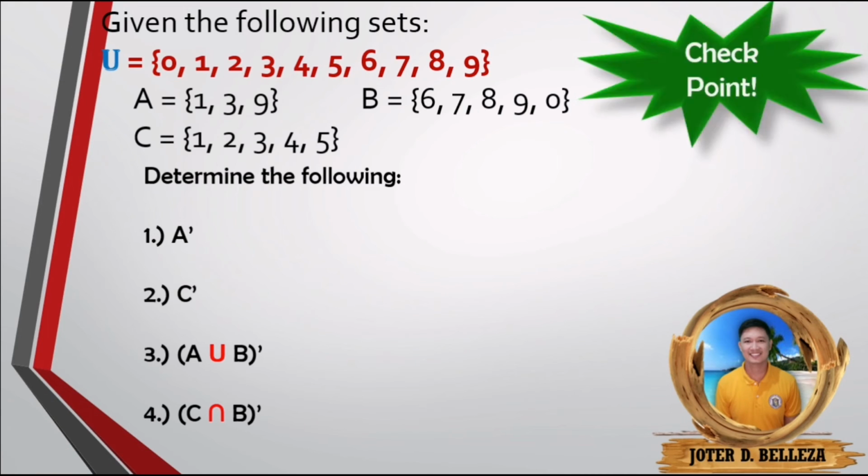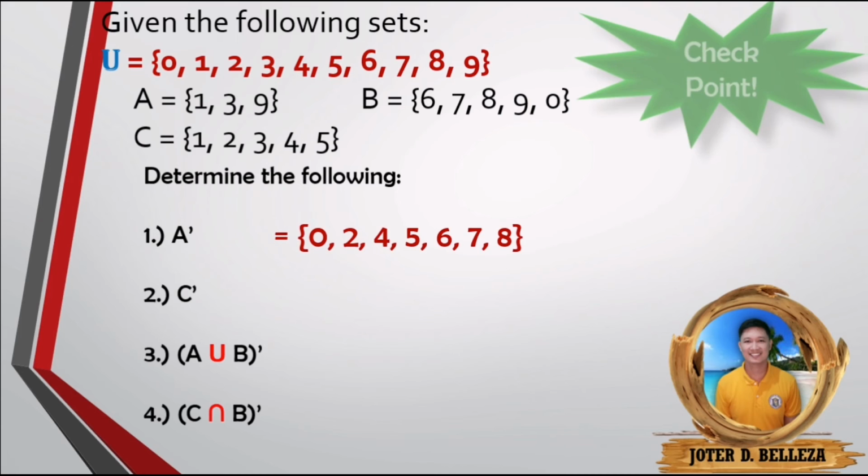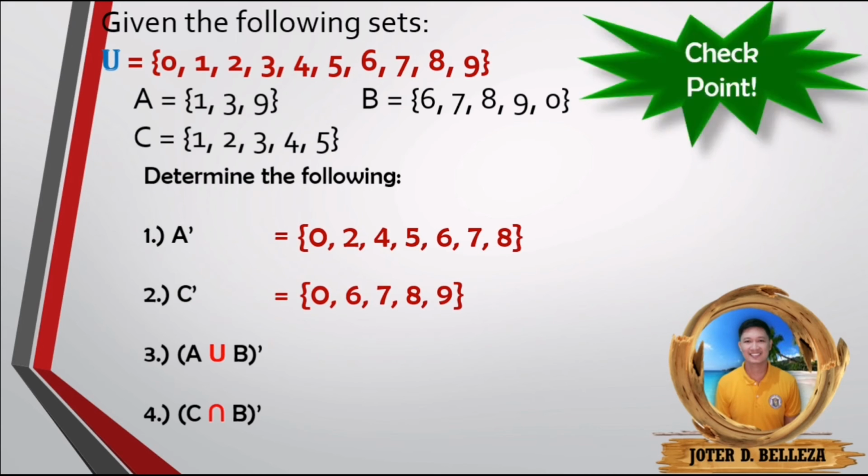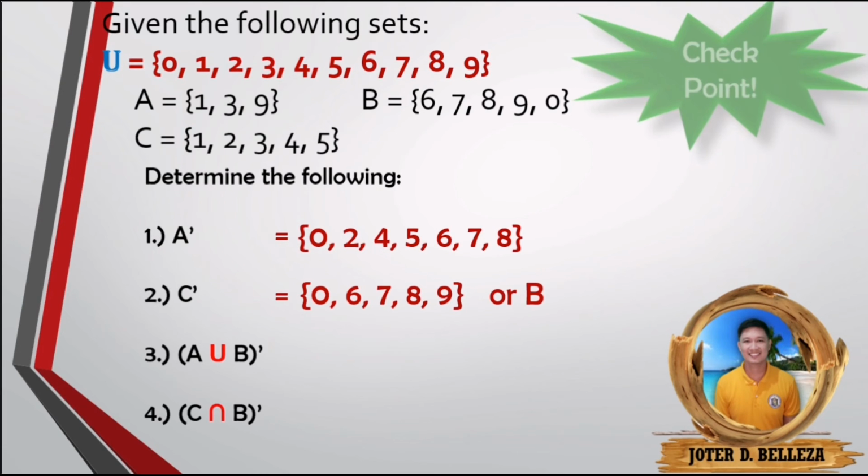Okay, time is up. Let us now check your answers. Let's have number 1, the complement of set A. Okay, it is a set containing 0, 2, 4, 5, 6, 7, and 8. Alright, number 2, the complement of set C. So we have 0, 6, 7, 8, and 9. Number 3, the complement of the union of A and B. It contains, okay, so 2, 4, and 5.